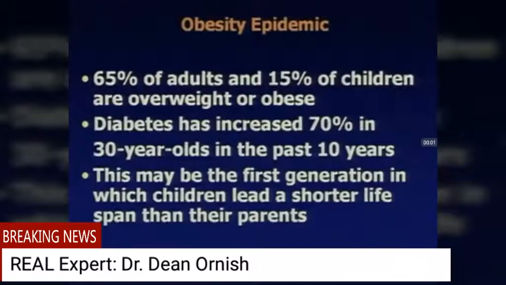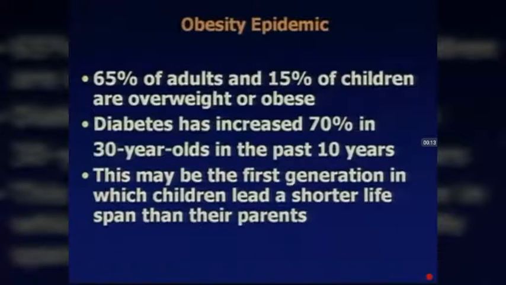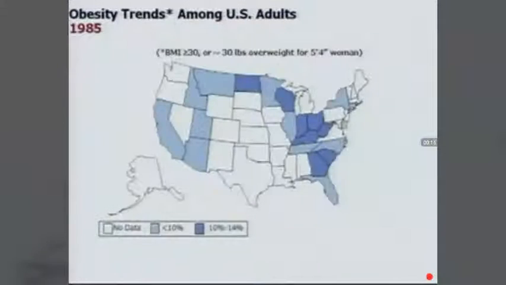Now, there is an epidemic of obesity. Two-thirds of adults and 15% of kids. What's really concerning to me is that diabetes has increased 70% in the past 10 years, and this may be the first generation in which our kids live a shorter lifespan than we do. That's pitiful, and it's preventable.